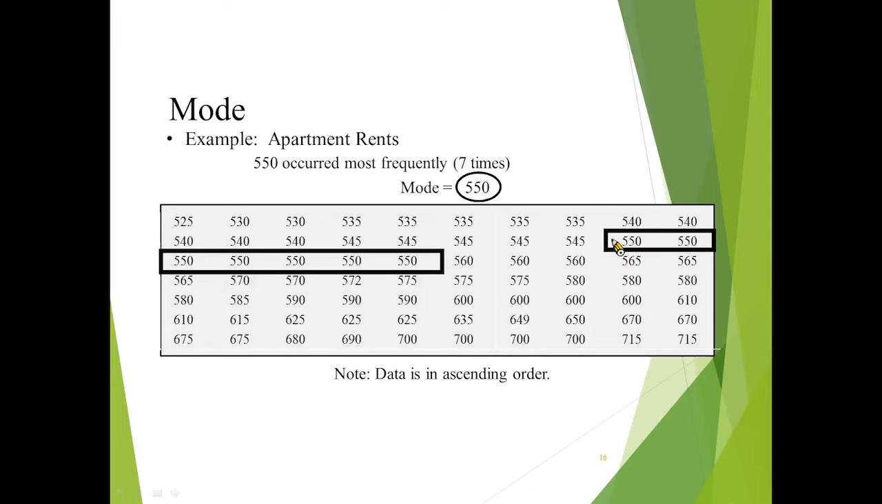So you can see this apartment rent example. You can count the numbers. You see the $550 occurs 7 times, more than any other number. So this is the mode, 550.